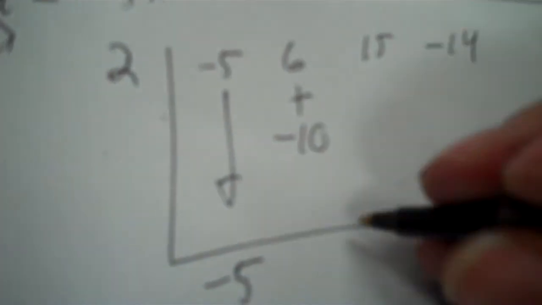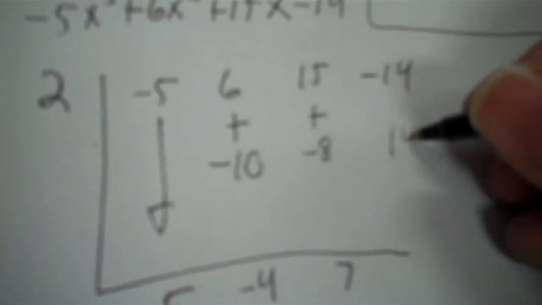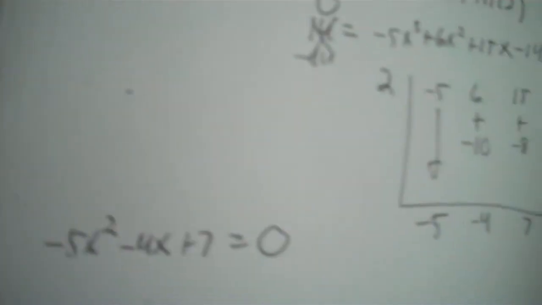Negative 5 times 2 is negative 10. Negative 4 times 2 is negative 8. 7 times 2 is 14, and that's 0. Okay. There's your remainder. Now you got your new equation. Negative 5x squared minus 4x plus 7 equals 0. I usually like to write it over here. That's just me.